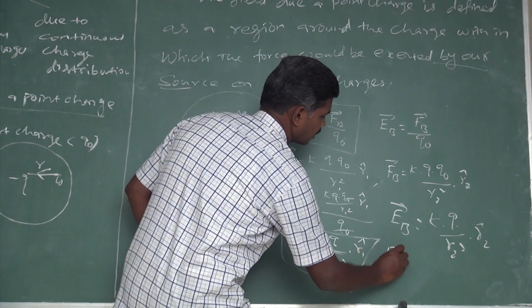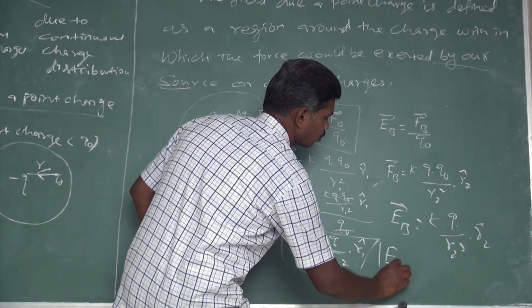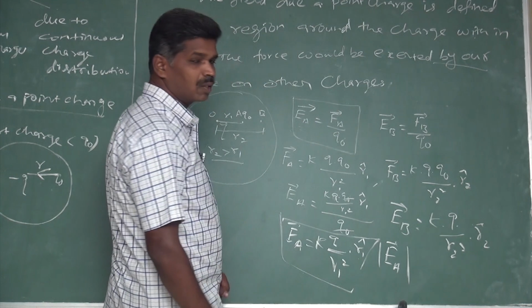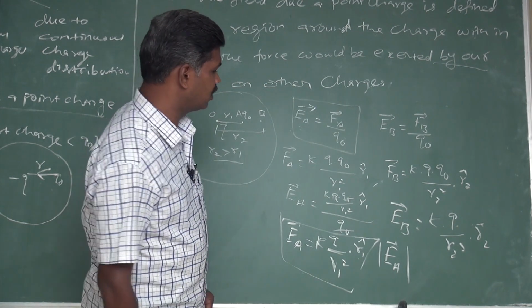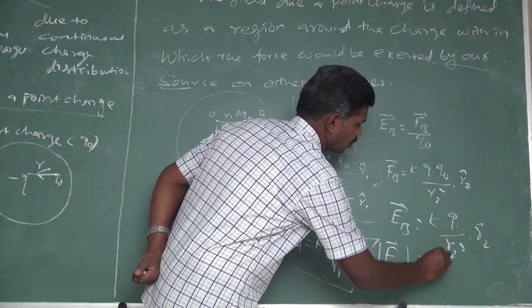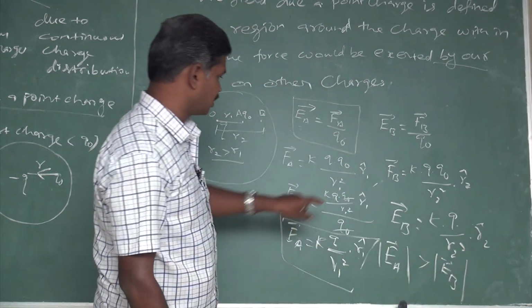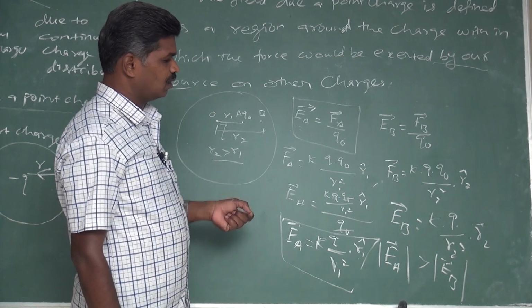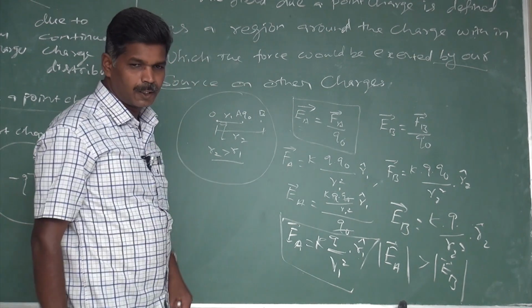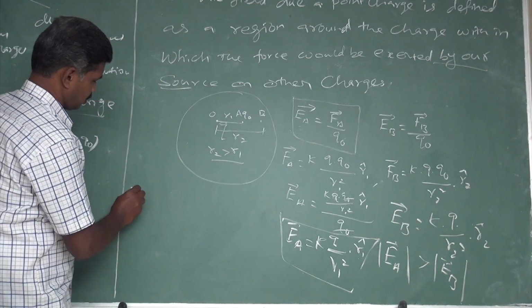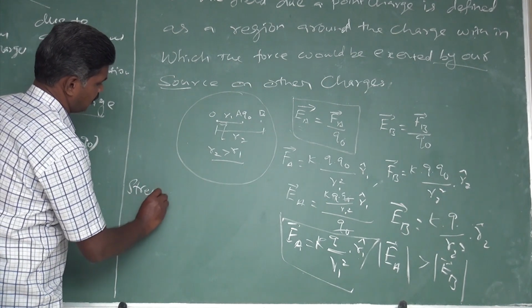So we can relate the magnitudes alone: the modulus of the EA vector is greater than the modulus of the EB vector. Based on that, we can define the strength of the field at a point.